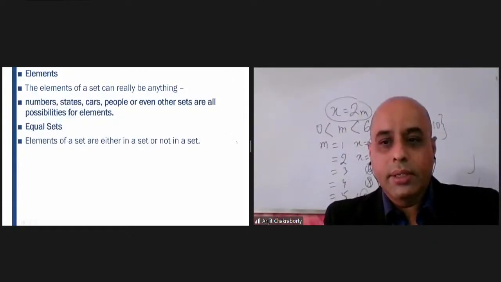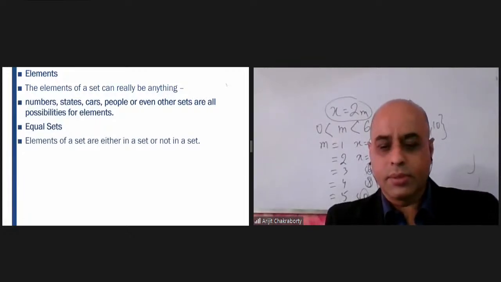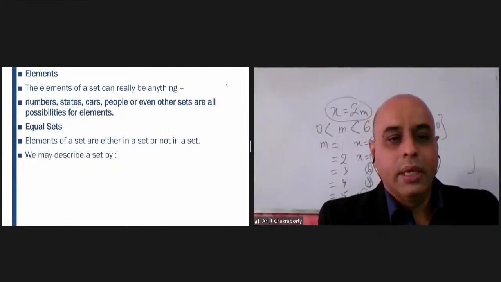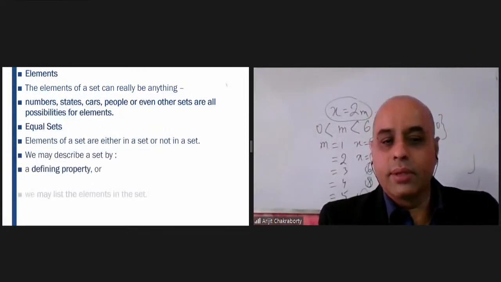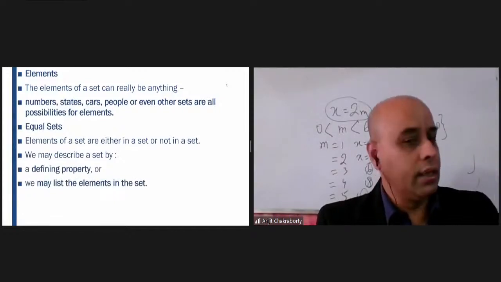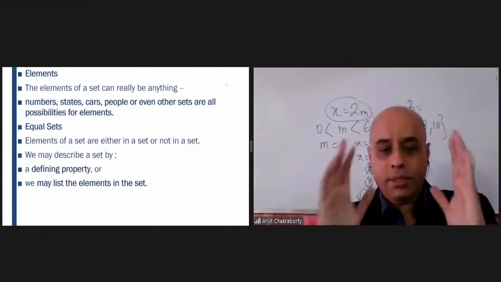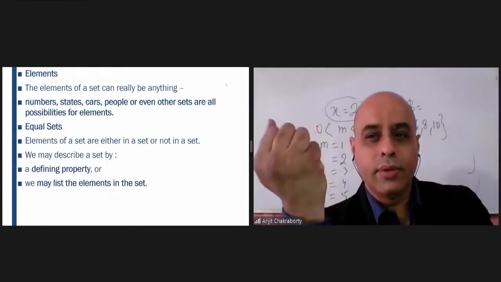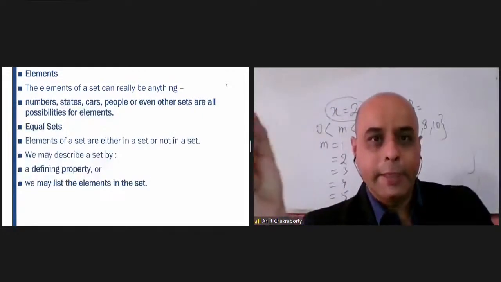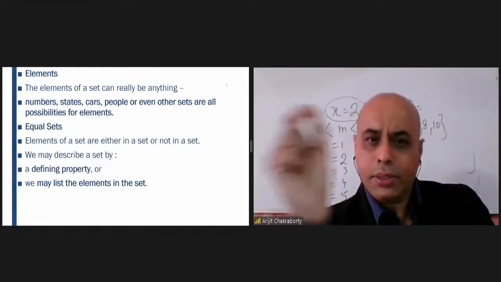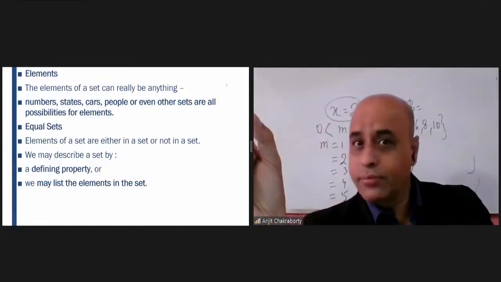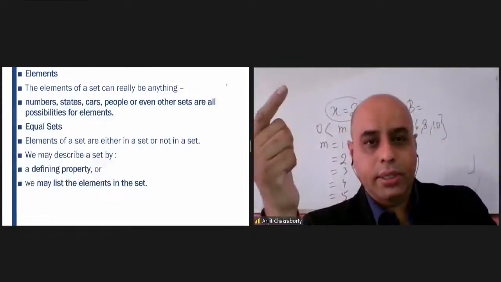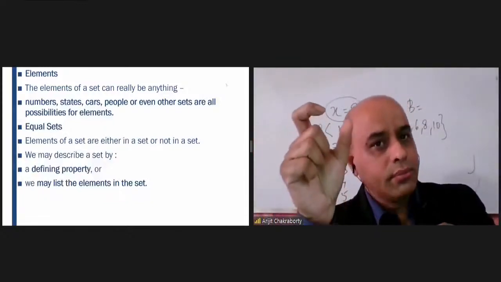So we will look at some definitions and some basic concepts. This is again an easy chapter and not at all complicated in any way. We can describe a set by defining a property, or we might list the elements in the set. When we list the elements, we are not defining the property, the rule, or the logic. That is called the roster or the braces method.